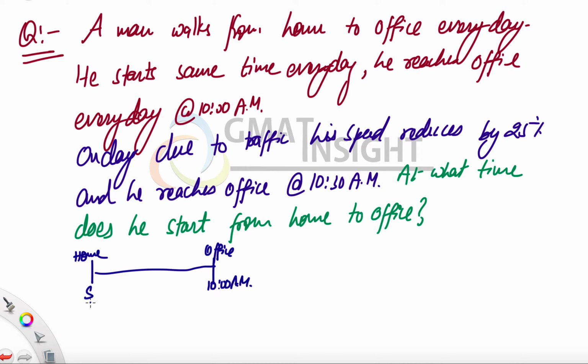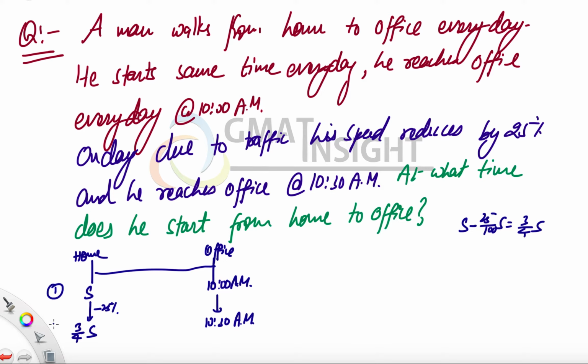One day his speed reduces by 25%. So speed minus 25% of speed becomes 3/4 of speed. So next time he is walking at 3/4 of his usual speed, and now he reaches office at 10:30 a.m. So at what time does he start? It's a question in which it's very important for us to quickly decide how to connect these two scenarios.